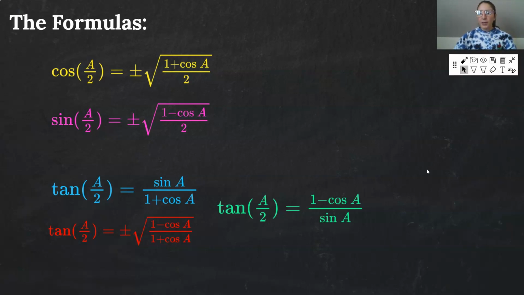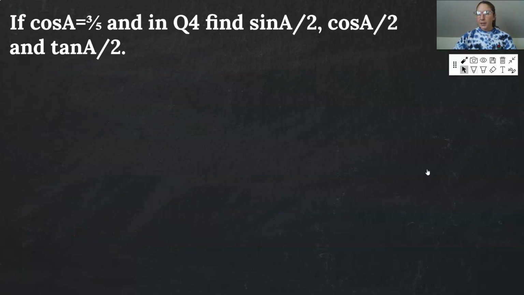So we'll use some examples of this. So if cosine of A equals 3/5 and A is in quadrant 4, okay.